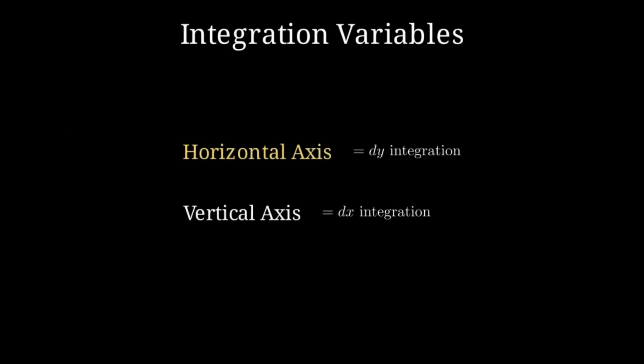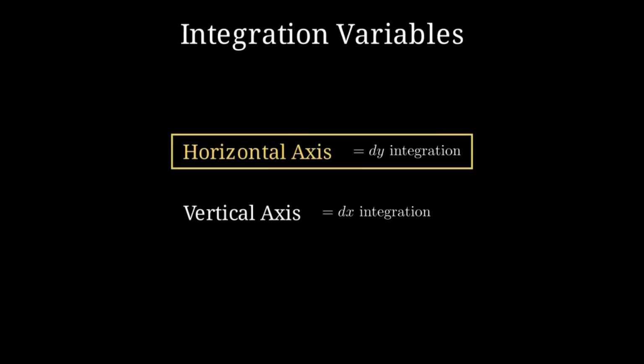A critical rule to remember: in the shell method, the variable of integration is always perpendicular to the rectangles. For any horizontal axis of rotation, whether it's the x-axis or a shifted line y equals k, we must integrate with respect to y. This is the opposite of the disk method's logic.